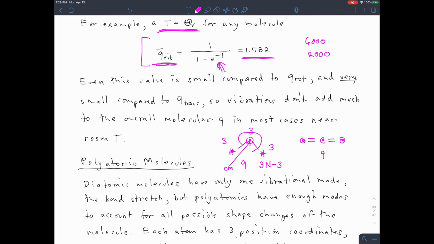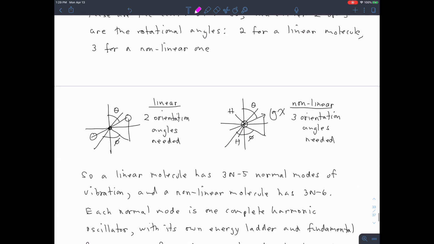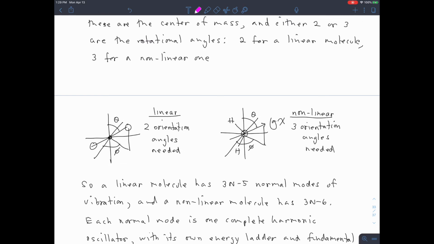Then we're going to allow the molecule to rotate, and for a nonlinear molecule like water here, there are 3 rotation angles. Let me show a picture down here. Here's water. In order to give the orientation of the water molecule, I need a theta angle, I need a phi angle to orient it in 2 degrees of freedom. But then I can also spin the molecule around that axis. And so there are 3 orientation angles for a nonlinear molecule.